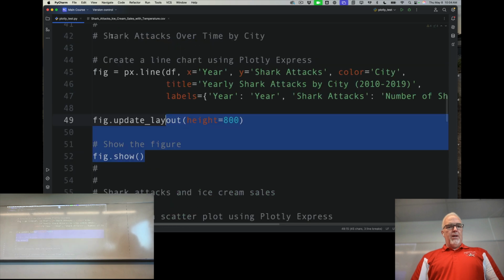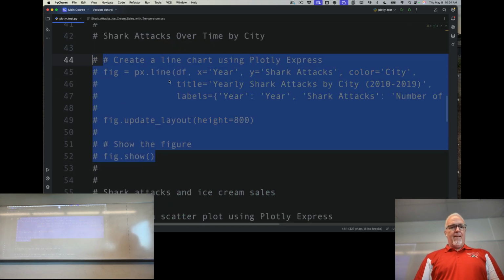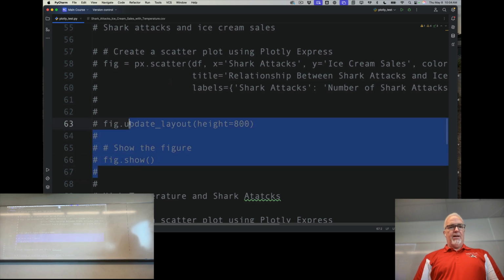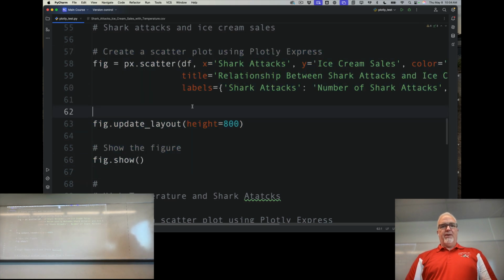Oops, trackpad's rebelling on me here. There we go. Are they related? A scatter plot is sort of the gold standard.